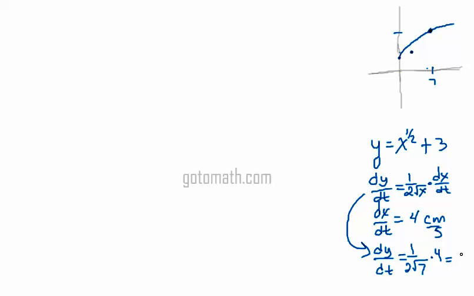And this thing actually simplifies down to 2 over the square root of 7. Right. So dy over dt is 2 over the square root of 7. Okay. All right.